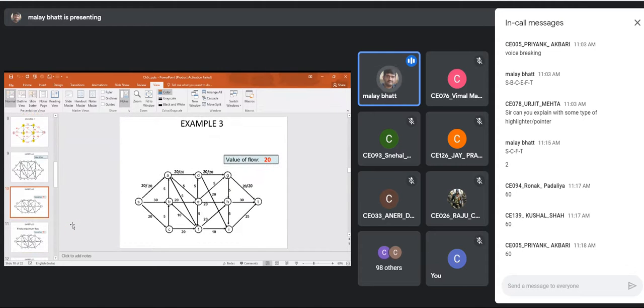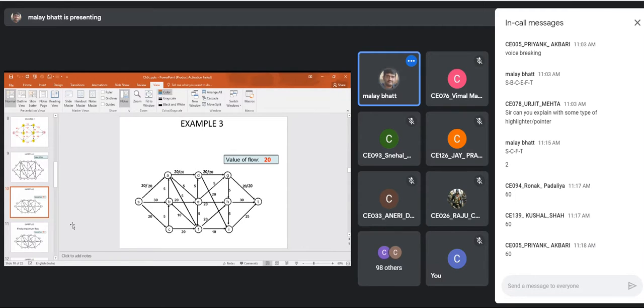First path we'll select is S to A to D, D to G, G to T. That will give you 20 because all the values are 20, right? S to A to D, D to G, and G to T. So we are getting the initial value as 20.